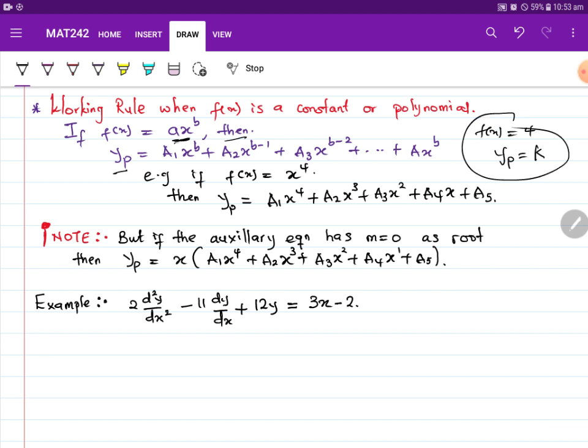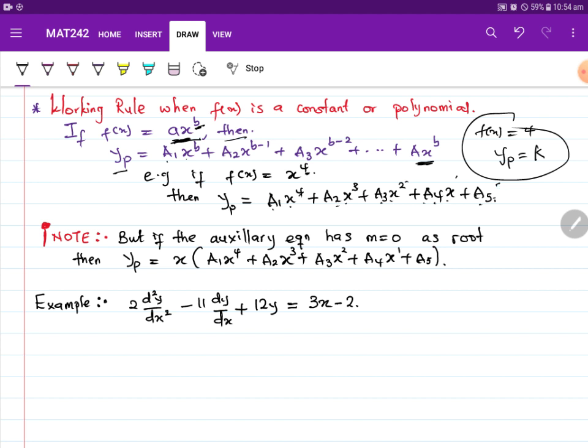But now, if it is in form of polynomial, starting from power b, raised to power b, then my yp will be the polynomial: a constant times x raised to power b plus a constant times x raised to power b minus 1, until you get to x raised to power 1. What I'm trying to say is, if f of x is x raised to power 4, then yp will be represented with a constant x raised to power 4 plus a constant x raised to power 3 plus a constant x raised to power 2 plus a constant x raised to power 1 till a constant x raised to power 0.